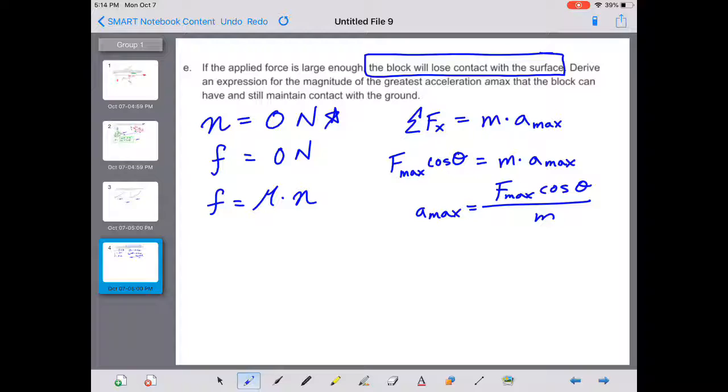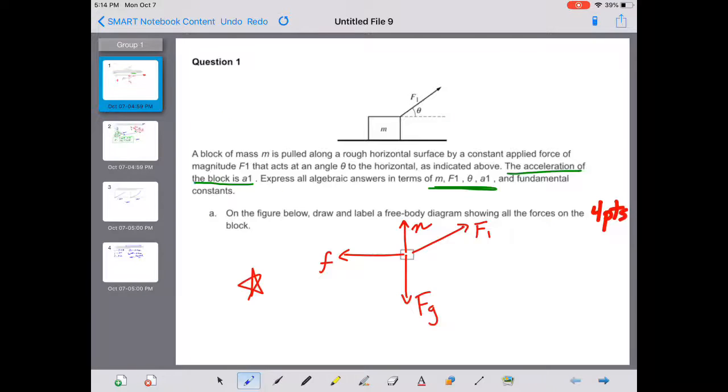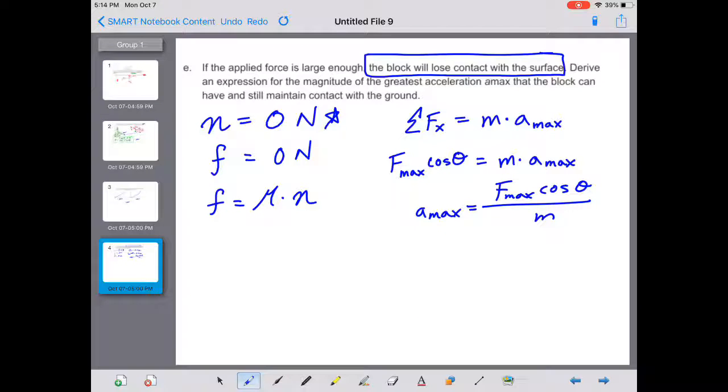The next thing that I'm going to do here is I really don't care for F max, because that was not one of my constants or my algebraic terms that I can solve for. Therefore, I need to find some way to get rid of F max. The best way for me to do that is to solve for it in the y world, because in the y world, there's still going to be a component of F max. So in the y world, I'll change colors here. In the y world, I still have an acceleration of 0. Therefore, my net force is equal to 0.